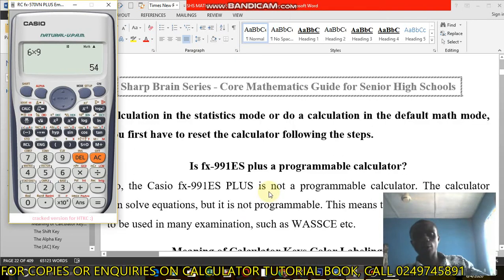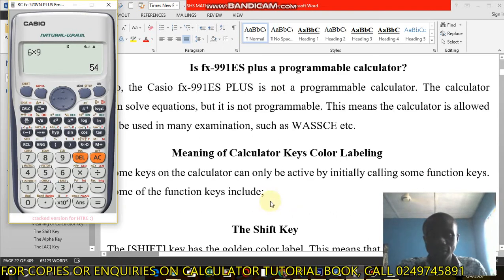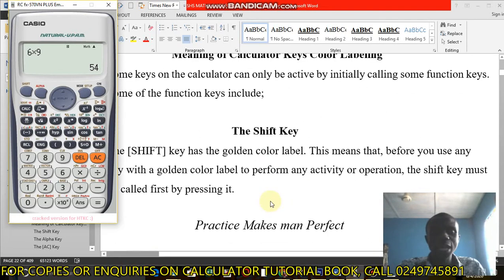We were able to change our calculator from all other modes to the default mode and from the default mode to any other mode. Today, we want to get familiar with the keys of the keyboard on the calculator. If you are not familiar with the keys of the keyboard on the calculator, in fact, it makes you struggle in the examination room.